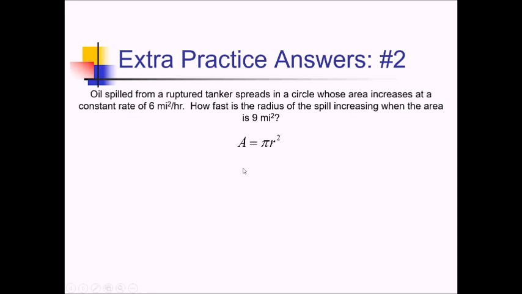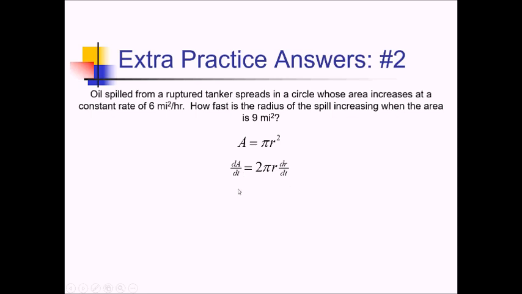And just taking the derivative with respect to time here, we've got derivative of A, which is going to be dA over dt. Derivative of pi r squared, that's going to be 2 pi r times dr over dt. So everything is a function of time here. And ultimately, I want to know how fast the radius is increasing. So I'm looking for dr over dt. That means I need to plug things in for dA over dt and also for r.